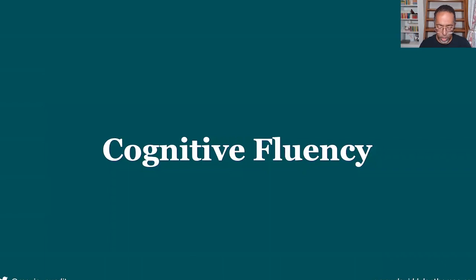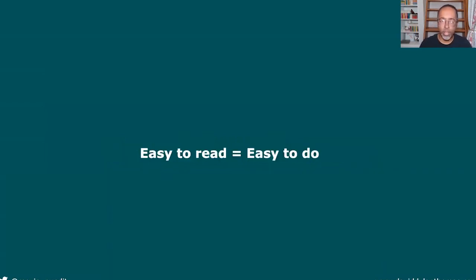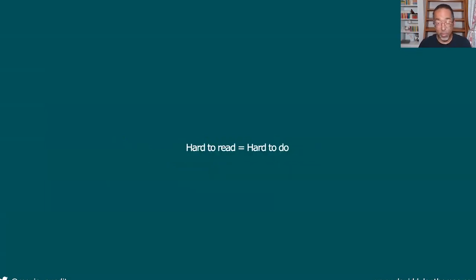Another key term here is cognitive fluency. And it's this idea that if something looks like it's going to be easy to read, we'll assume whatever it's talking about is probably easy to do. By the same token, if something looks like it's going to be hard to read, I'll assume whatever it's talking about is probably hard to do.